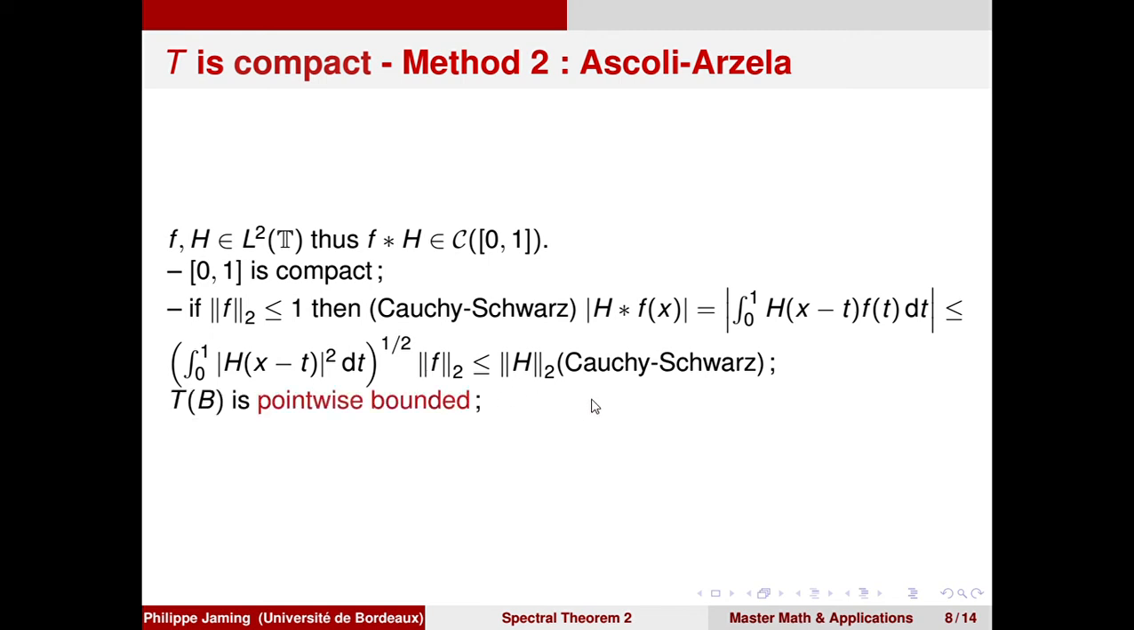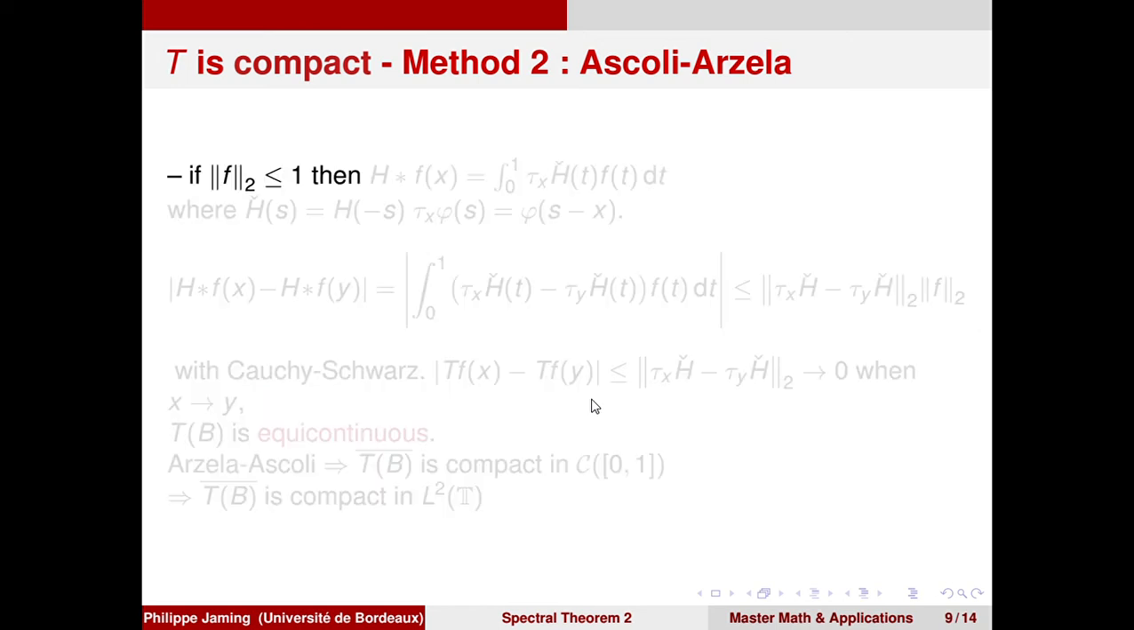So T of B is pointwise bounded. Well, is it equicontinuous? Well, the same reasoning, a little bit more subtle. You write H convolved with F as the integral over 0,1 of the translate tau x of H check, the reverse of H, times F of t. So H check of s is H of minus s, and tau x is just the translate.